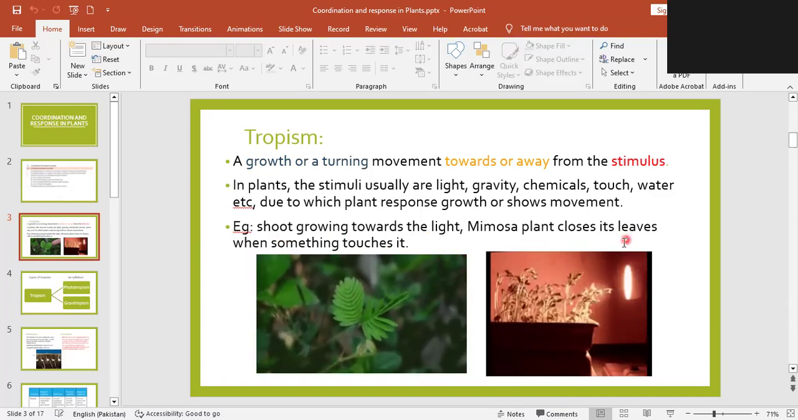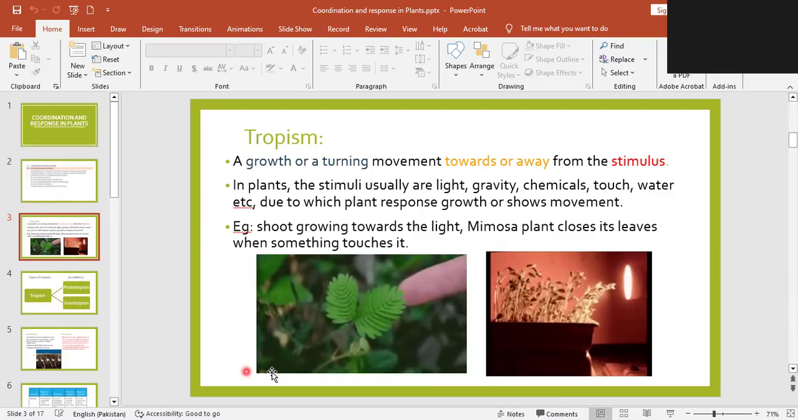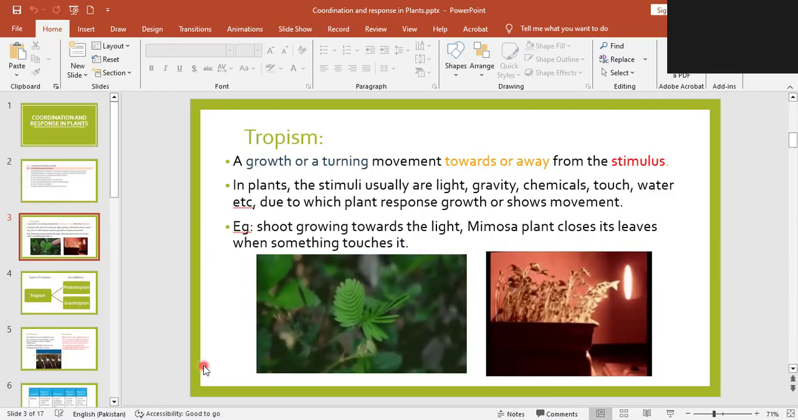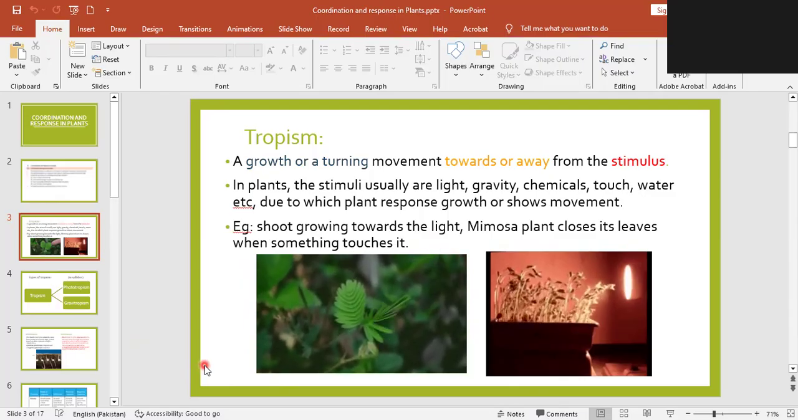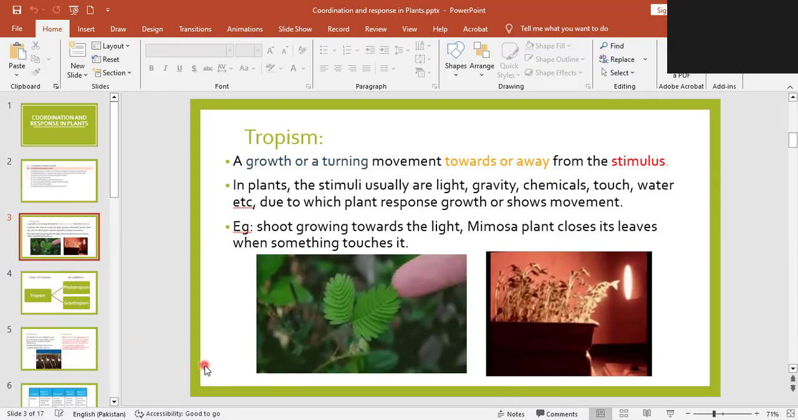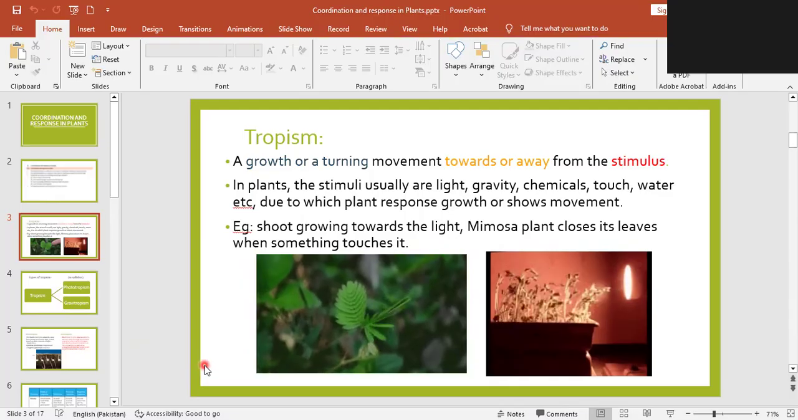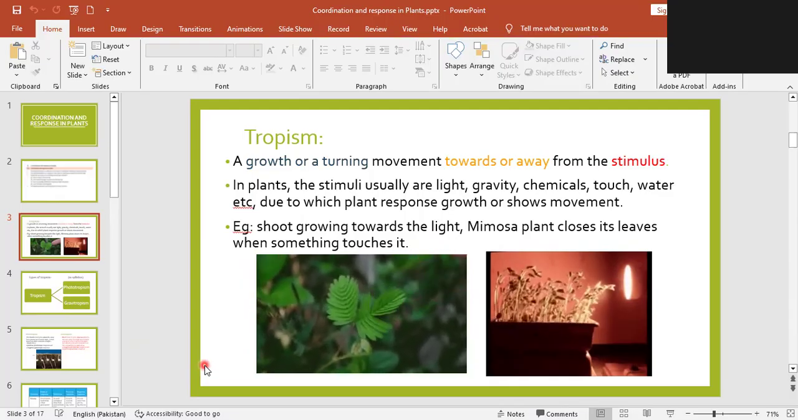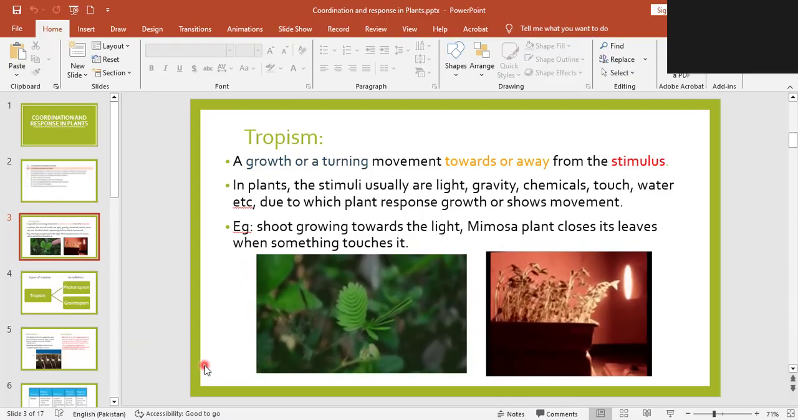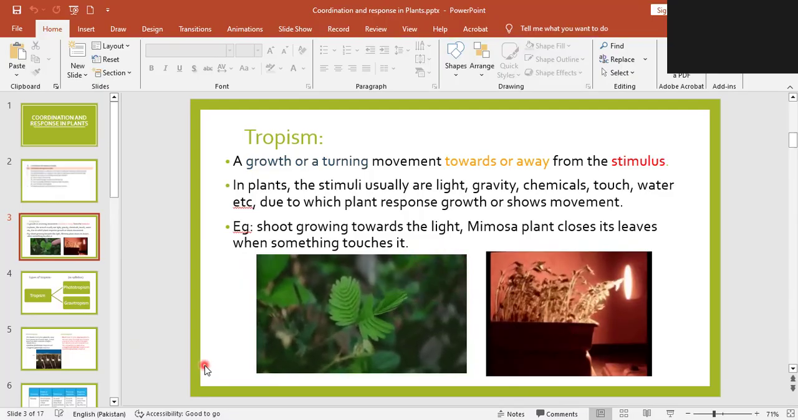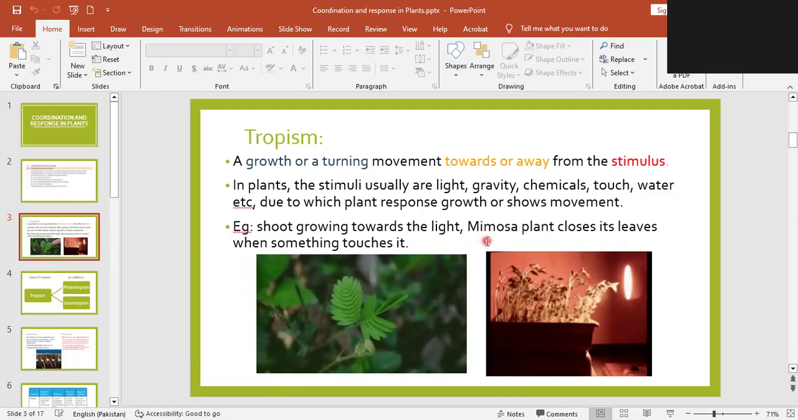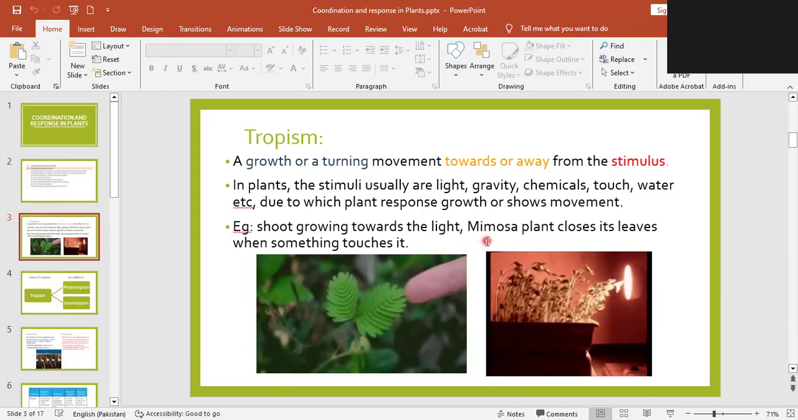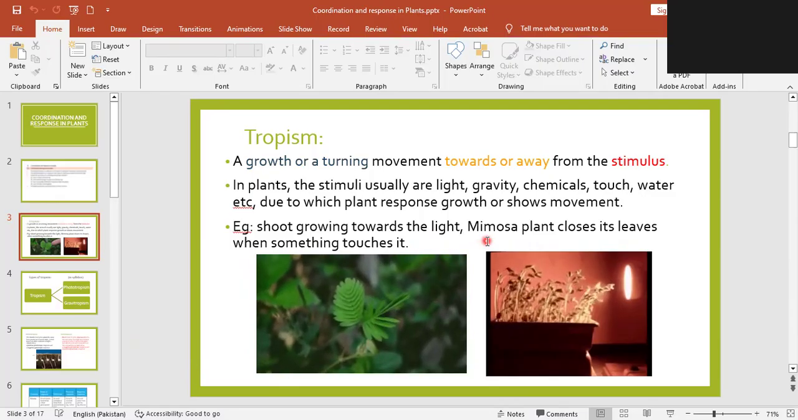Mimosa plant closes its leaves when someone touches it. You can see in this picture, if the person touches the plant, you can see how it has closed its leaflets because it is sensitive to the touch. This is the mimosa plant. And the common name of the mimosa plant is touch-me-not, which we also call chhui mui in Urdu.